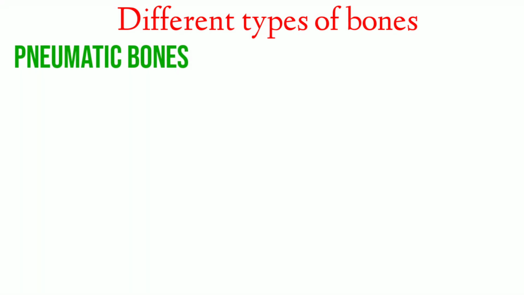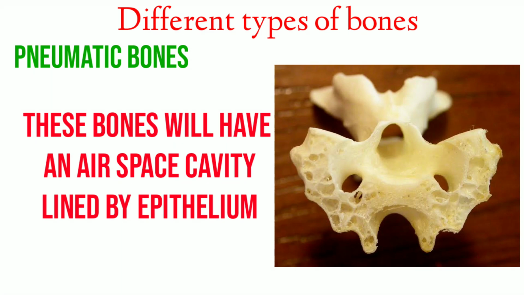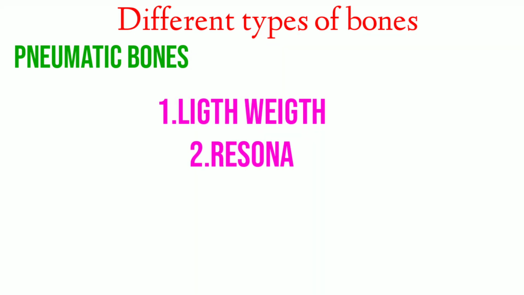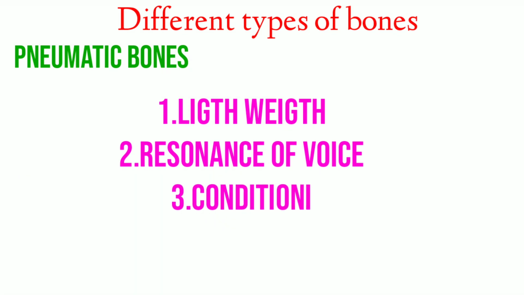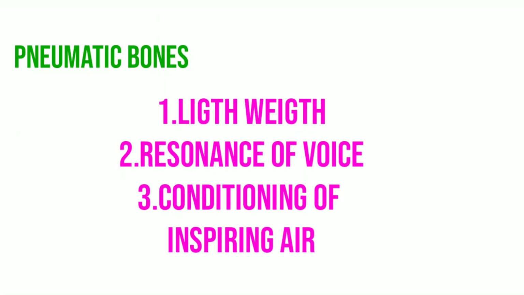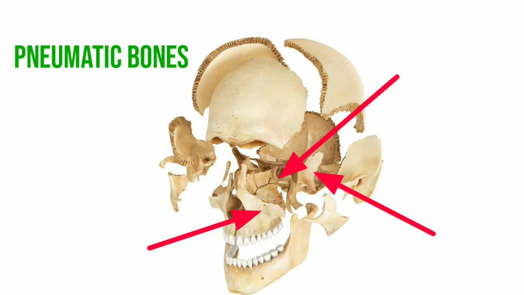Next, pneumatic bones. Some irregular bones contain a large airspace cavity, and the inner surface of this airspace cavity is lined by epithelium. These bones make the skull lightweight, help in resonance of voice, and act as an air conditioning chamber for the inspired air. Examples of the pneumatic bones are maxilla, sphenoid, and ethmoid.